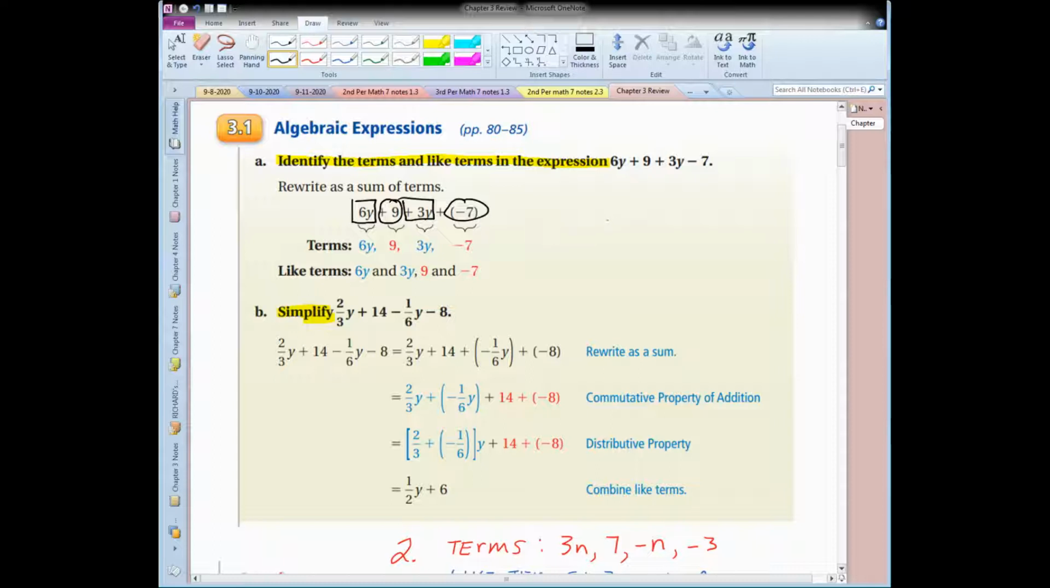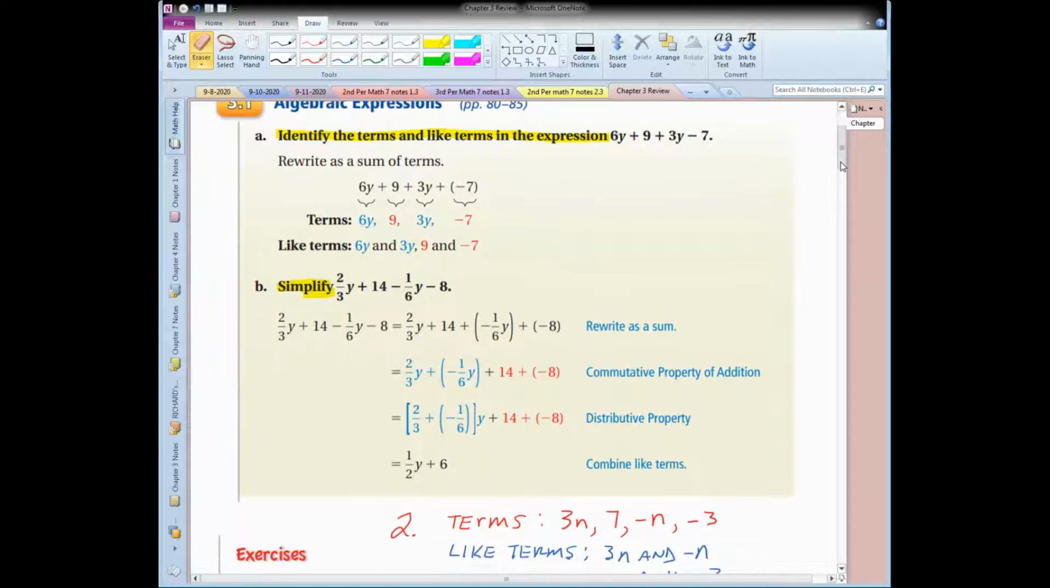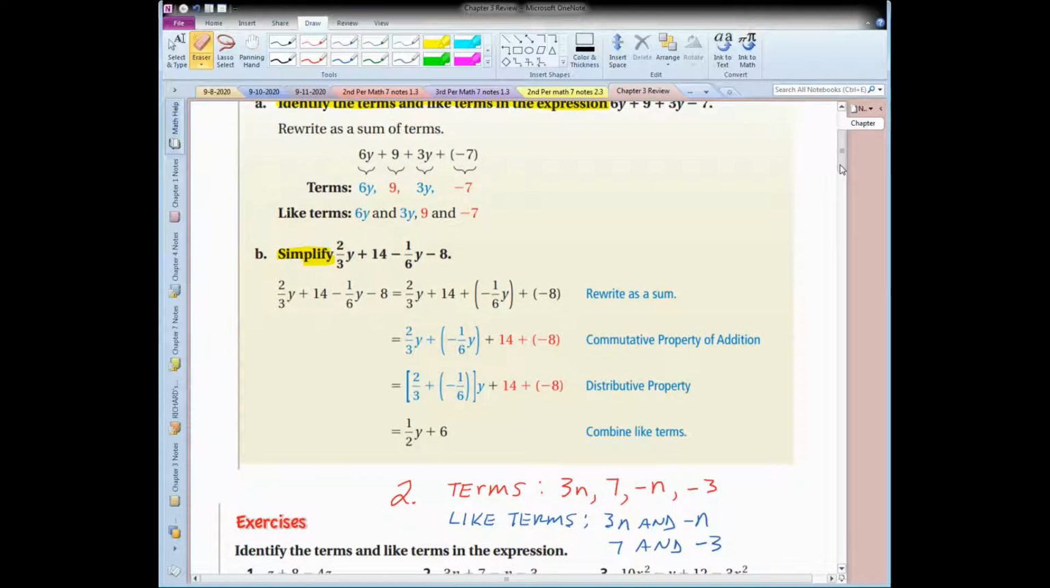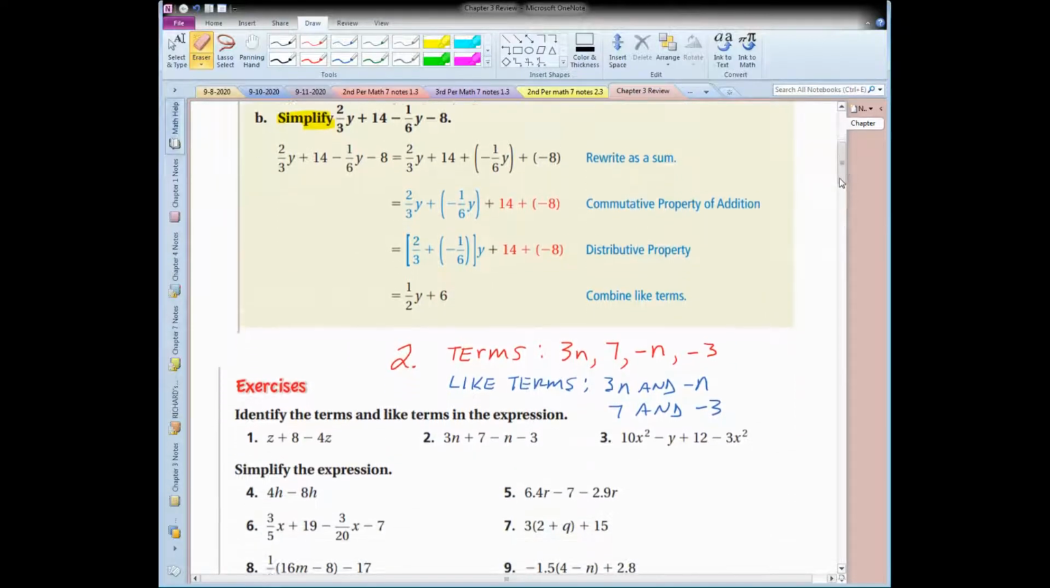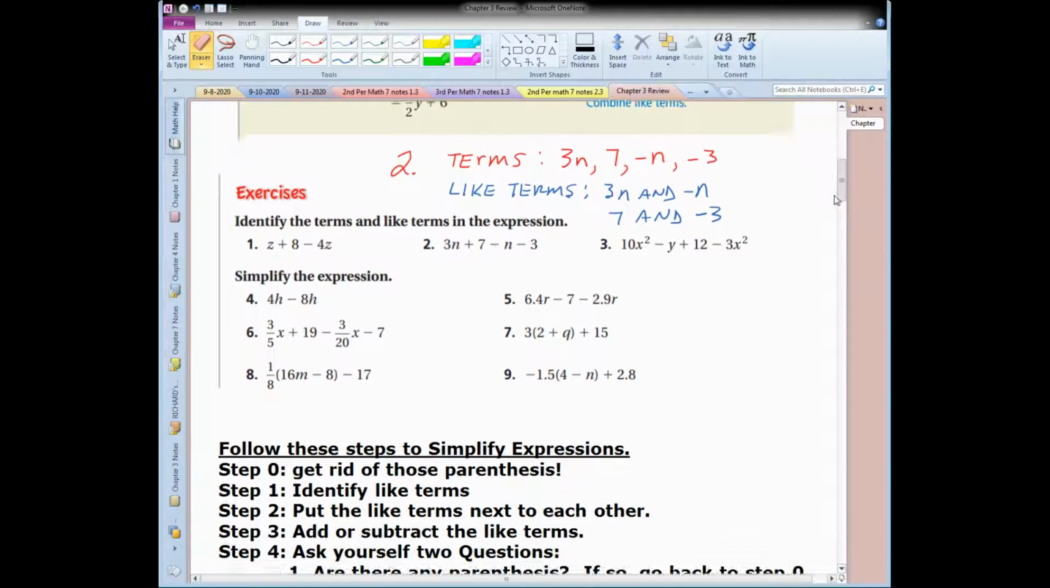Okay, so that's how I do it. The textbook does it a little bit differently than how I do it. And you can follow along how they do it if you want. If that looks easier to you, that's fine. Simplifying algebraic expressions, I did give you a process for that. You can pause the video and go through this example and see how the textbook does it. But I do show you a different way to do it. I give you a recipe.